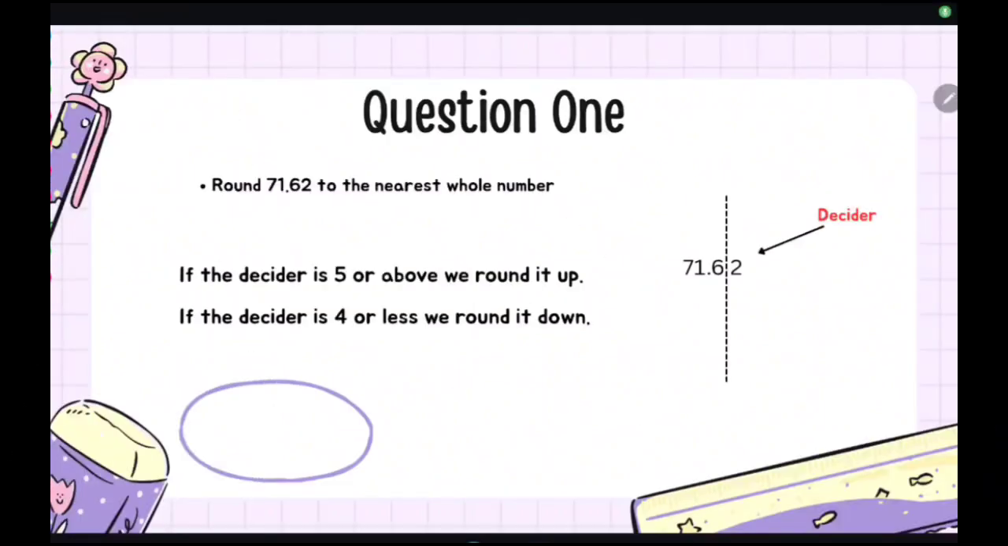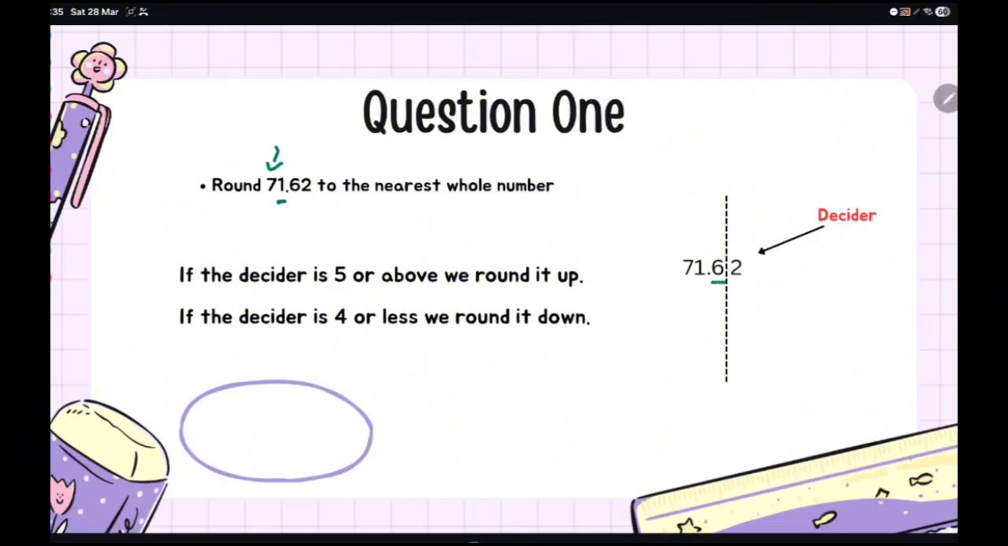Question 1. Round 71.62 to the nearest whole number. Now, a whole number would be 71 right now, but we are looking at our ones, not the 7. Okay, so now we are going to find our decider, and we are rounding our 1. So we are looking for the number next to it, which is our 6. And our 6 is our decider.